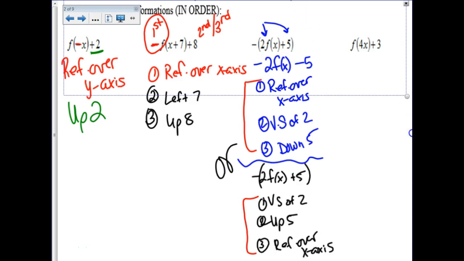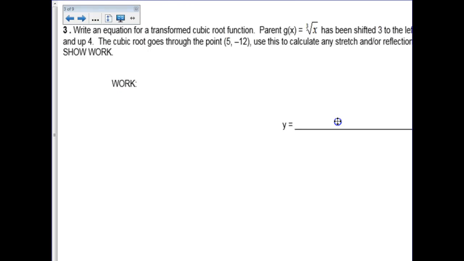Alright, here, a 4 inside the function is a horizontal, and you got to remember it's backwards, so this is a horizontal compression of 1/4. Remember, it's backwards. And then plus 3 off to the side is an up 3 shift. One's horizontal, one's vertical, so order doesn't technically matter, so you just need to do one and then the other in any order.